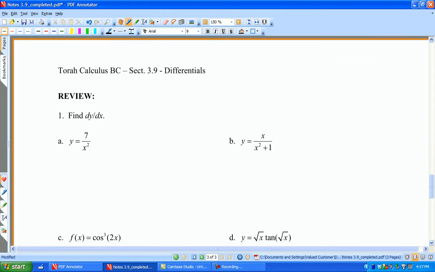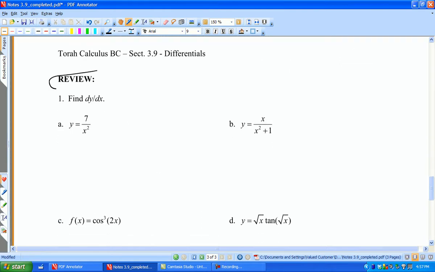This last page is simply to practice a review. It has nothing to do with today's lesson. I just want you to practice taking derivatives. I want you to practice chain rule, quotient rule, and product rule. It's really important that we have those basic skills down.